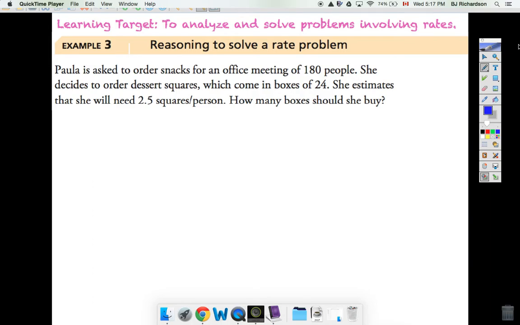Hey class, we're back again, and here we're looking at example 3 from chapter 8.2. So again, we're reasoning with rates to solve a rate problem.